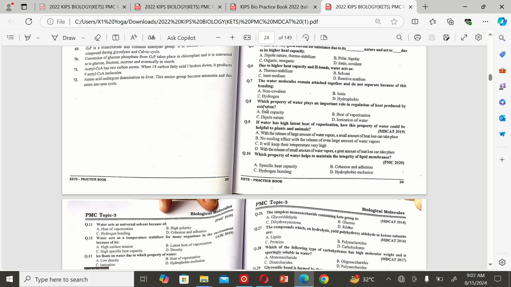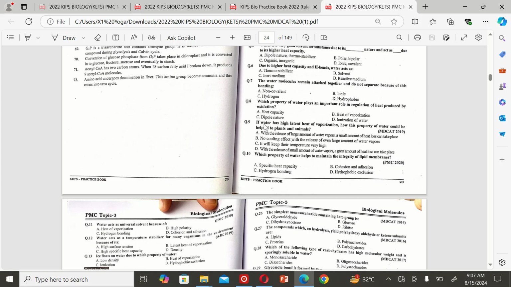The next MCQ is: which property of water plays an important role in regulation of heat produced by oxidation? A. Heat capacity, B. Heat of vaporization, C. Dipole nature, and D. Ionization of water. So the correct option is B.